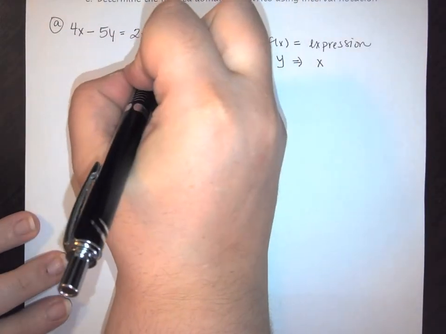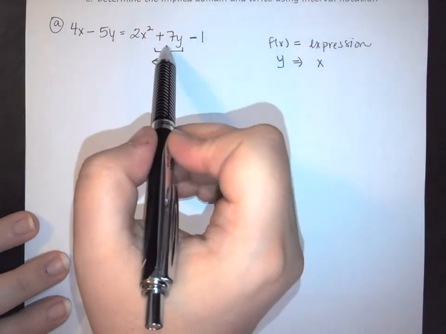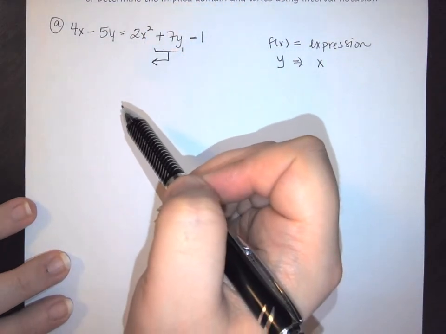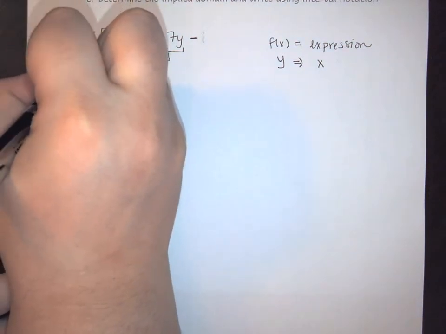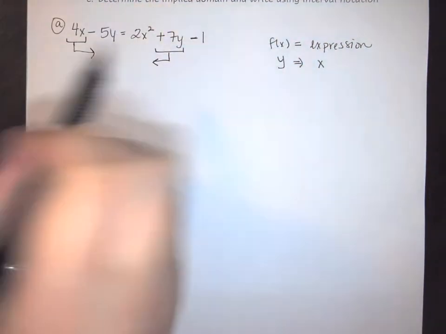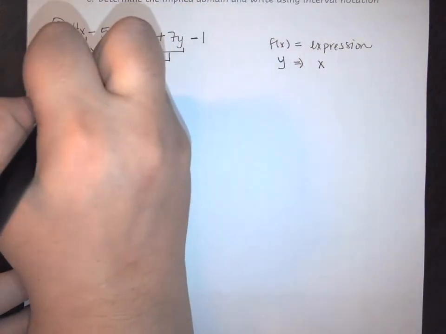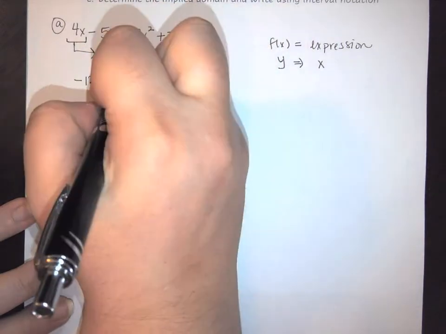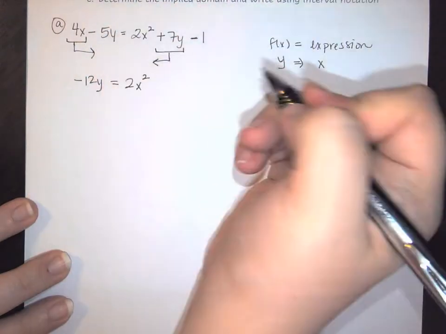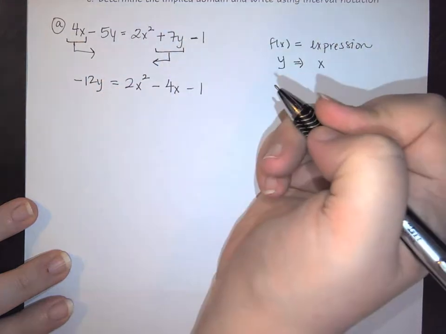I'm going to take this y here and I'm going to move it to the other side. Since I'm adding, to move it says subtract. So then I'm going to take this x and I'm going to move it to the other side. Because it's positive, again, I have to subtract. So this is going to become negative 12y is equal to 2x squared minus 4x minus 1.